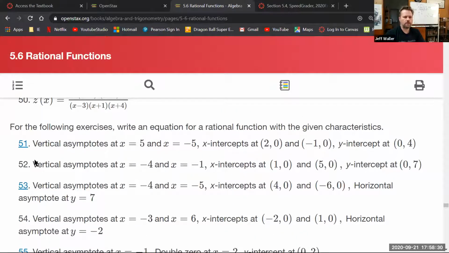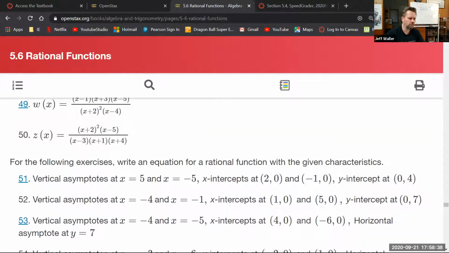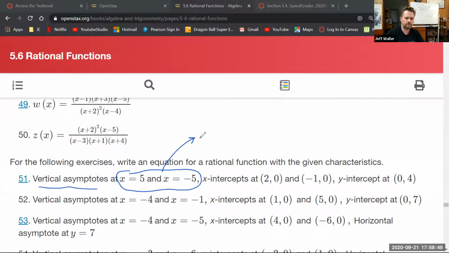This is awesome. Write an equation for a rational function with given characteristics. All right, so vertical asymptotes at 5 and -5. So right there, what do you know about this rational function that must be true just because of these? Where do vertical asymptotes come from? The zeros of the denominator. Yes, cool. So therefore, what's going to be down here? X plus 5, X minus 5. All right, X plus 5 for this and X minus 5 for that. I like it.